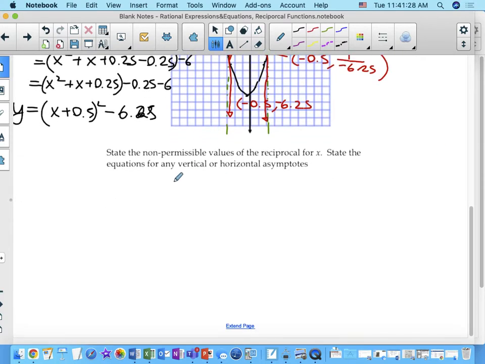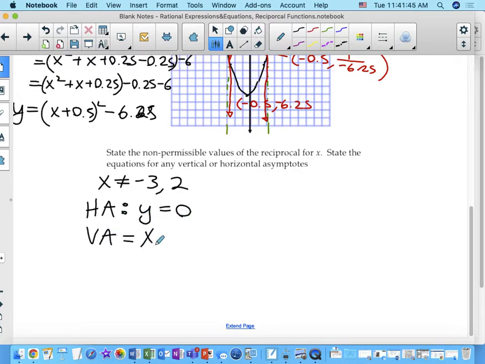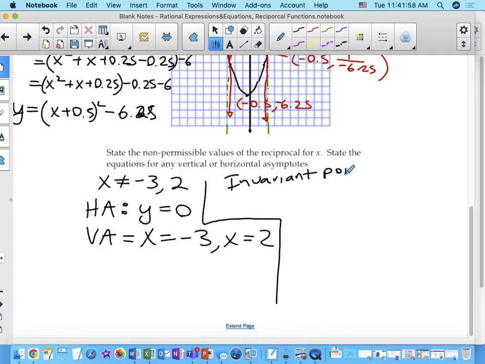So the non-permissible values of the reciprocal: x cannot equal -3 and 2. The horizontal asymptote is y equals 0. The vertical asymptote, we did this above anyway, is x equals -3 and x equals 2. Now I have some space to work on the invariant points.